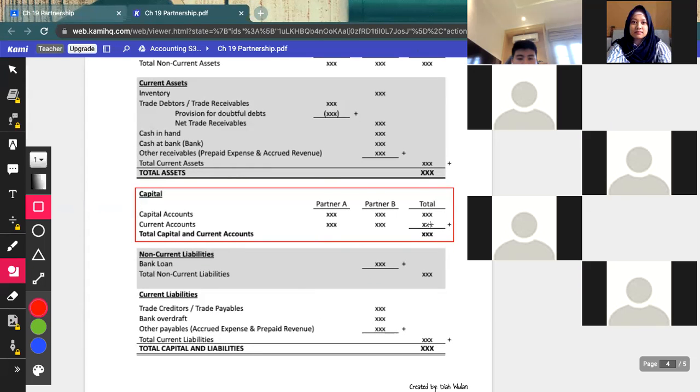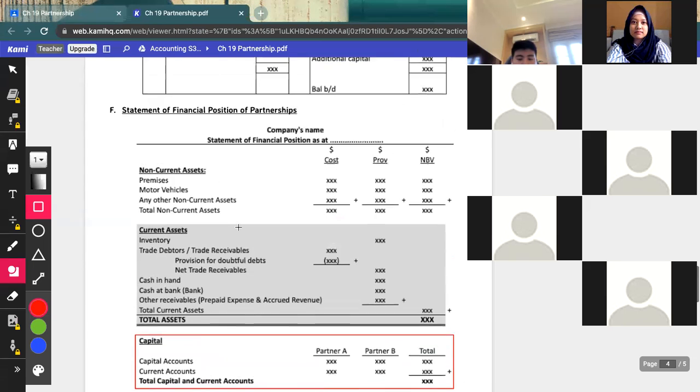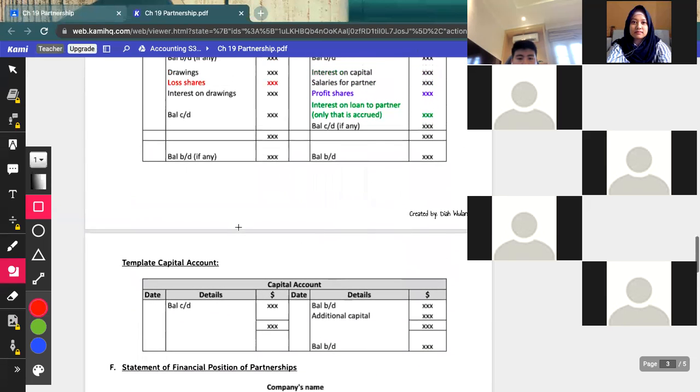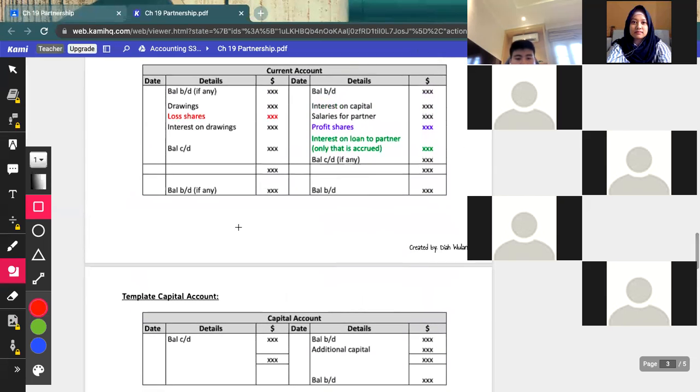Okay, put the total, and then this is total capital and current account, just like this. Now, how to know the capital accounts and current accounts is based on this T account. Now, why is the capital separated between capital account and current account? Yeah, this is the reason.